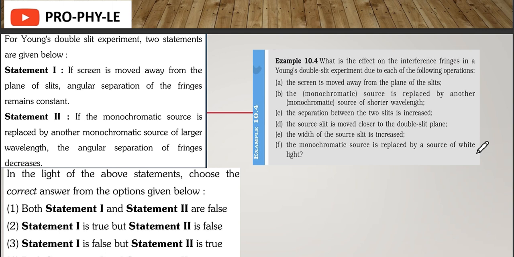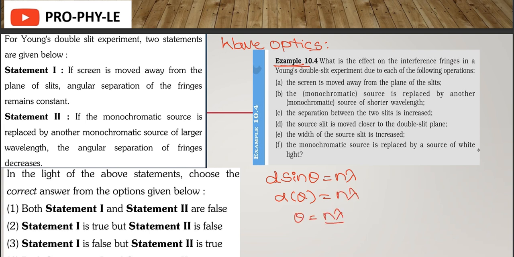So this is from our wave optics chapter. In this wave optics chapter, we have one example. This question is framed directly from this example. We have this formula for the maxima condition: d sin θ = nλ, or for small angle approximation, d θ = nλ, or θ = nλ by d. This is called the angular separation of fringes. If n is equal to 1, this formula becomes λ by d.